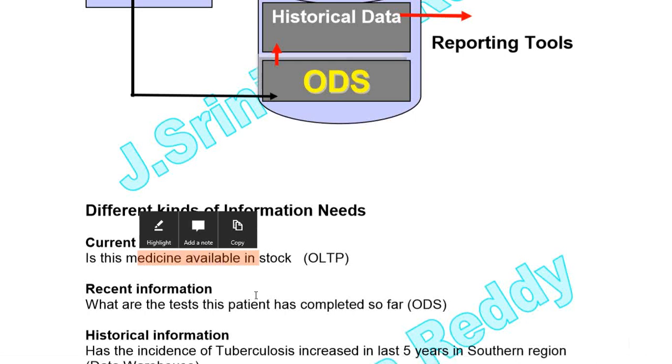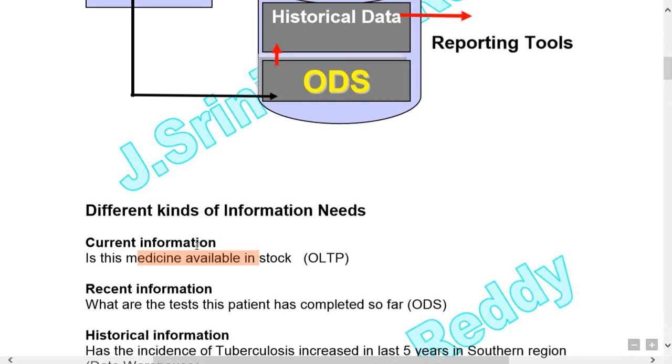So such current information will be there in the OLTP system. So if you go to ATM, in your account, currently 50,000 balance is there. You withdraw 10,000. So current balance is 40,000. You are working with the current data. That is what the meaning of current information.